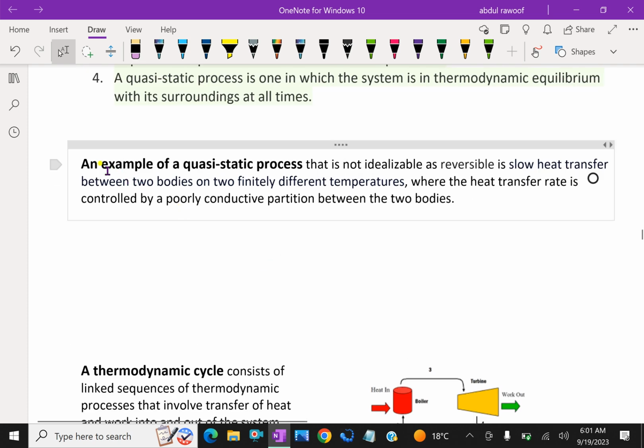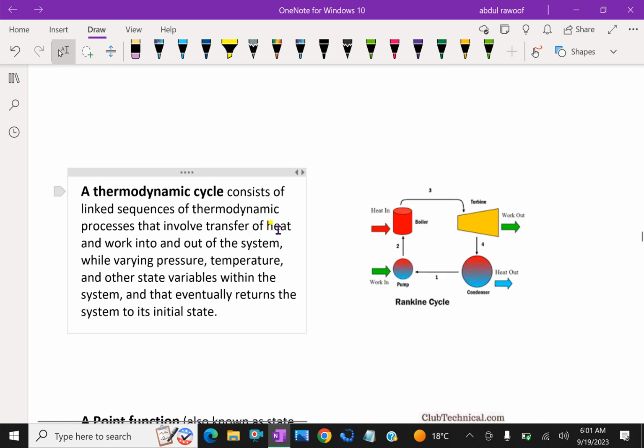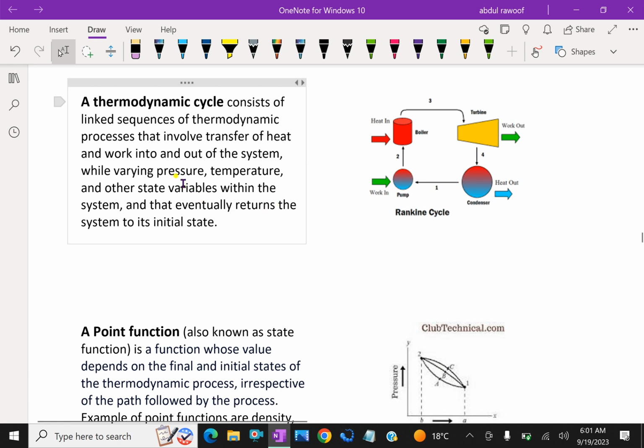Before that, an example of a quasi-static process that is not idealizable as reversible is slow heat transfer between two bodies at two finitely different temperatures. Next one, thermodynamic cycle. Any process or series of processes whose end states are identical is termed a cycle.